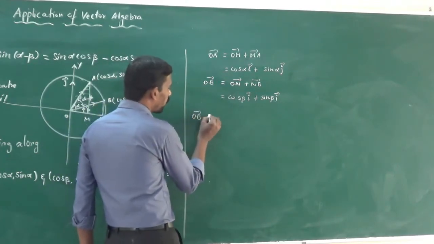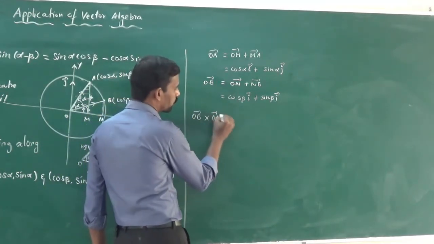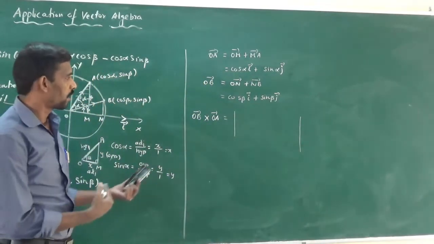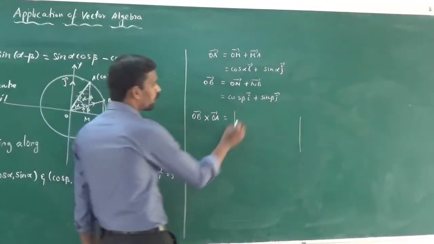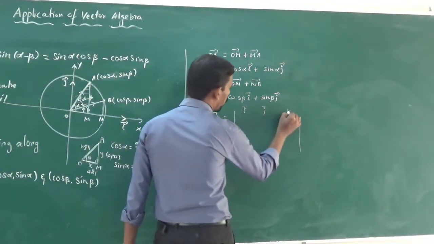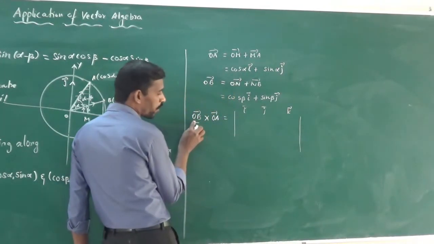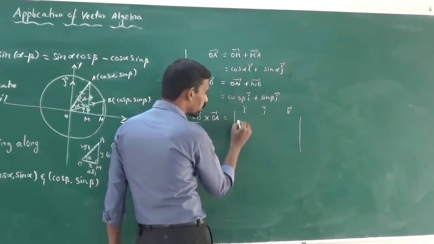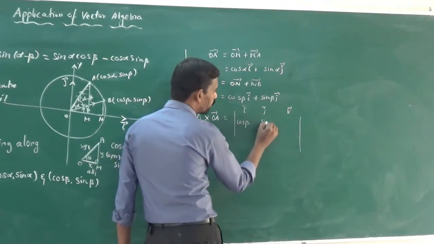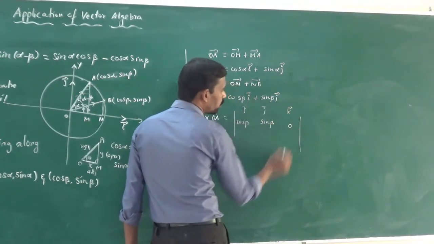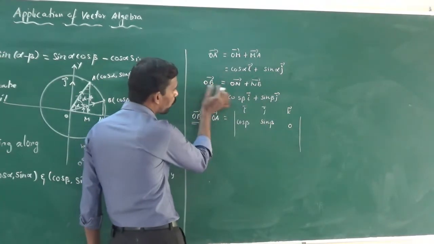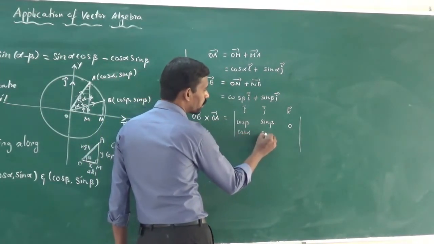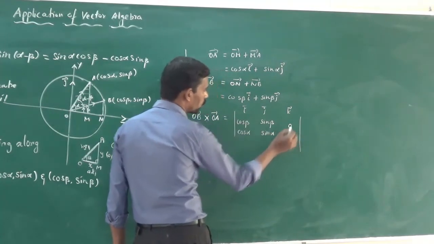Now I took the OB vector cross OA vector first. In this cross product, we want to find it by the determinant method. First of all, you have to write the i vector, j vector, and k vector. Now you have to write only the coordinates of the OB vector. What are the components of the OB vector? Cos beta first. Next is sin beta. There is no k vector component, so 0. Next, we have to write OA. OA is nothing but what? Cos alpha, sin alpha. Here also 0.